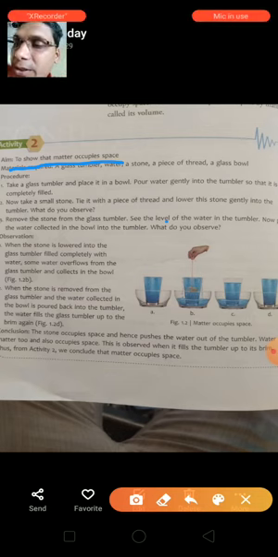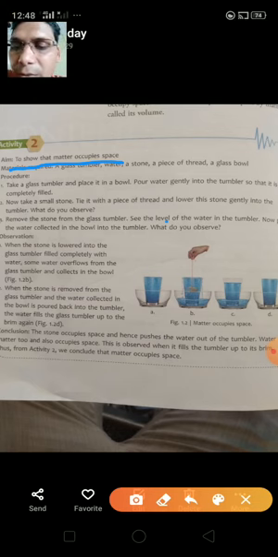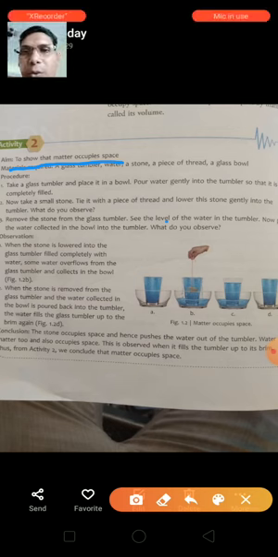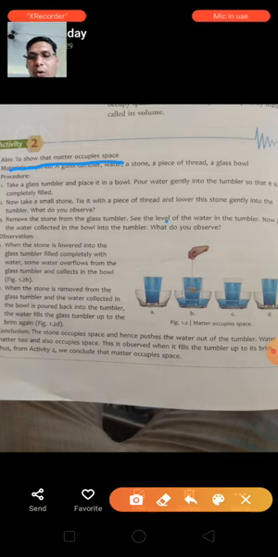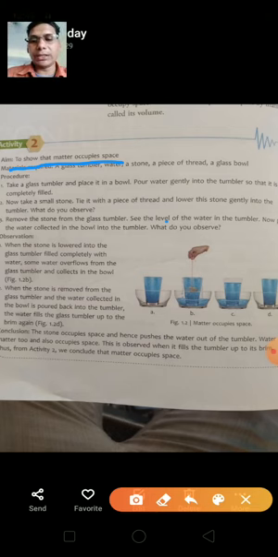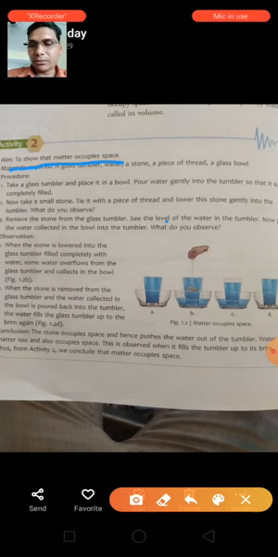And what is the procedure? Take a glass tumbler and place it in a bowl. Pour water gently into the tumbler so that it is completely filled. Now take a small stone, tie it with a piece of thread and lower this stone gently into the tumbler. What do you observe?